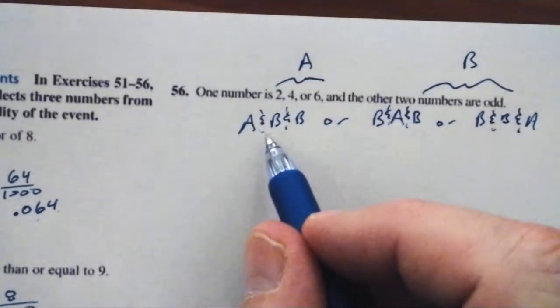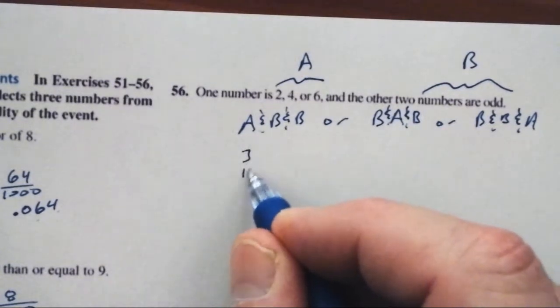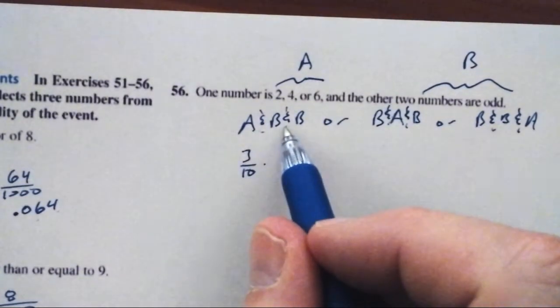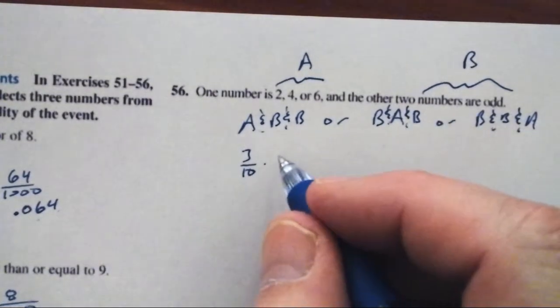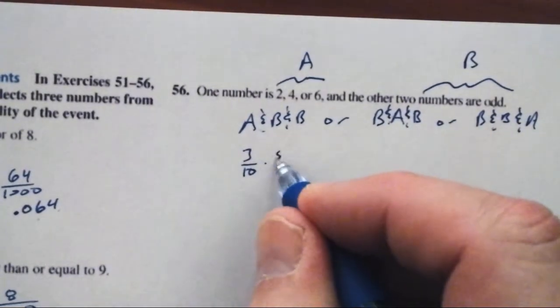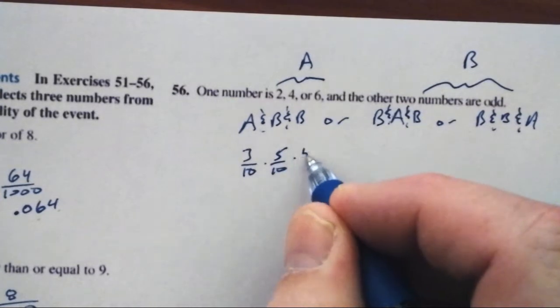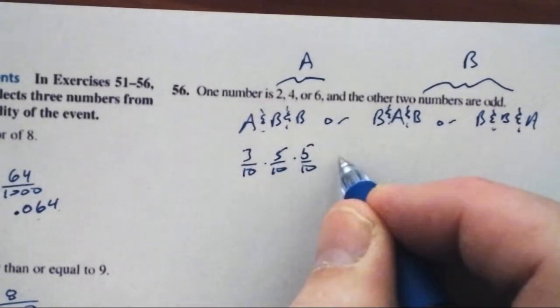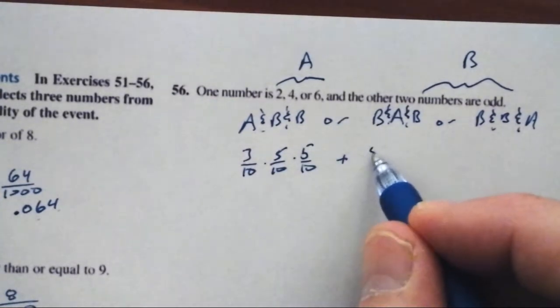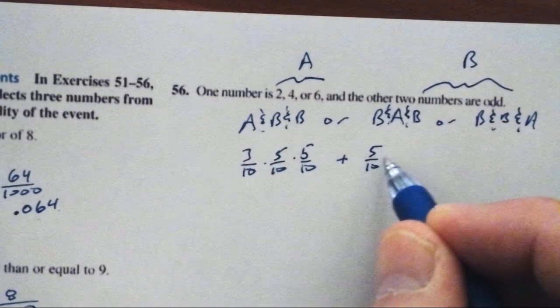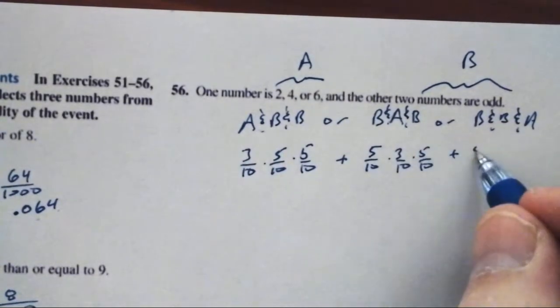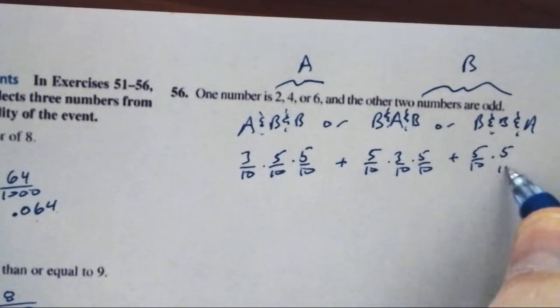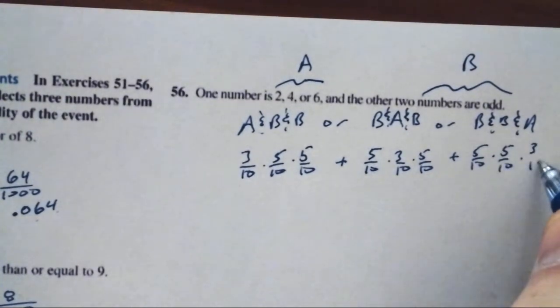What's the probability of A happening? 3 out of 10. What's the probability of B happening? Well, there's 5 odds: 1, 3, 5, 7, 9. So 5 out of 10 times 5 out of 10, or plus 5 out of 10 times 3 out of 10 times 5 out of 10, or plus 5 out of 10 times 5 out of 10 times 3 out of 10.